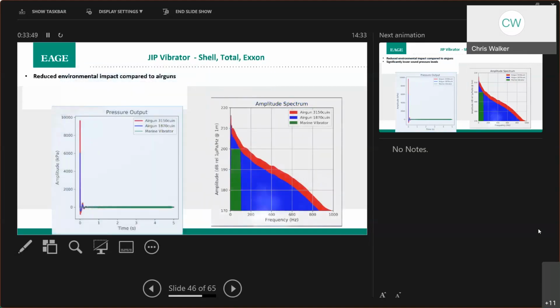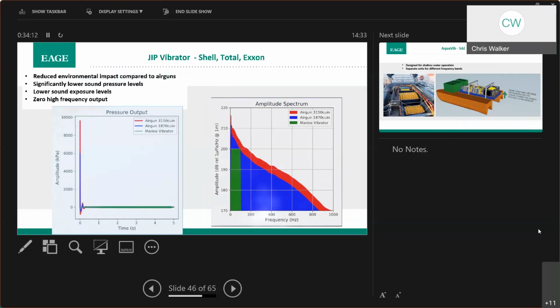Next slide, please. Again, we see the spectral comparison on the right-hand side, the pressure output on the left here, comparing the marine vibrator in green with a 3,000 cubic inch airgun in red and a 1,870 cubic inch airgun in blue. Obviously, the instantaneous sound pressure level is much, much lower. And when we look at the frequency spectrum, we see we're only putting energy from 0 or 5 hertz to 100 hertz into the ground, compared to the much broader spectrum of energy that we're emitting from the airguns that we don't use for imaging.